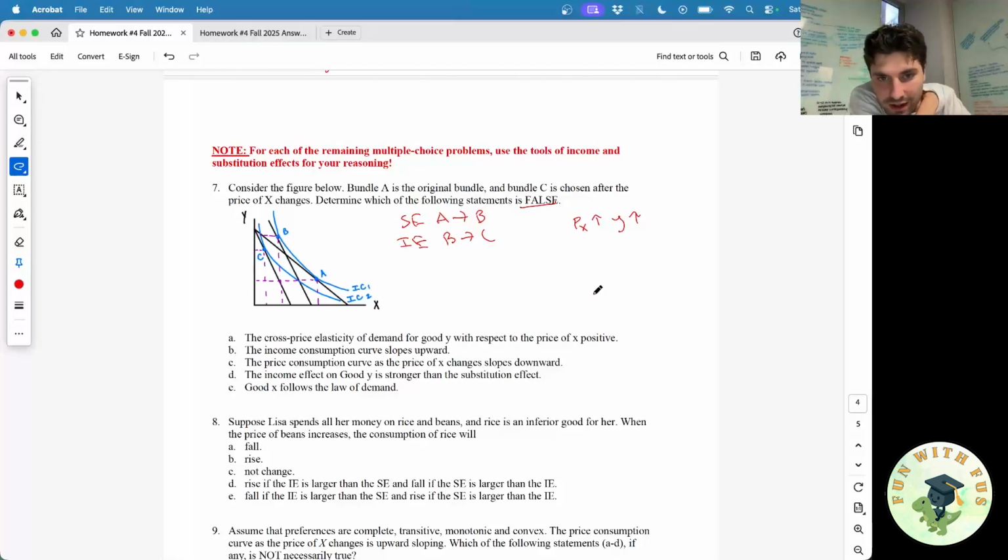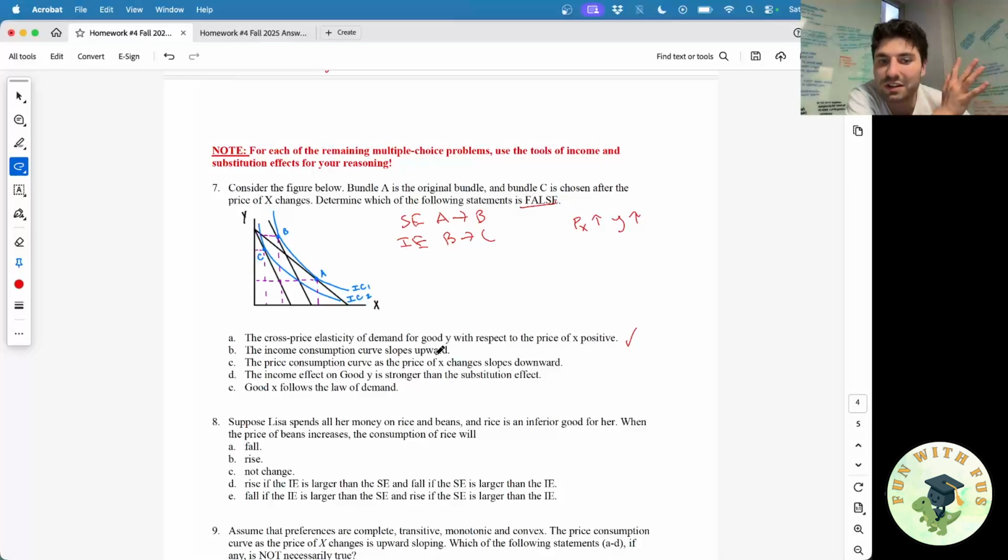Which would mean that they are substitute goods, right? If Coke and Pepsi, the price of Coke goes up, then I want more Pepsi because Coke costs a bunch now. So yes, since the price of X went up and my Y went up, this is the total effect of what happened, and it would be a substitute. So this does check out.